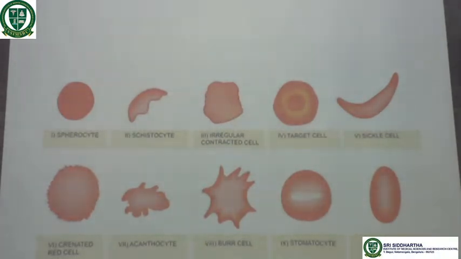Small projections make the RBC crenulated. Seventh is the acanthocyte. Acanthocyte is a small RBC with a lot of projections on the surface. The same is with the Burr cell, a big RBC with multiple projections.